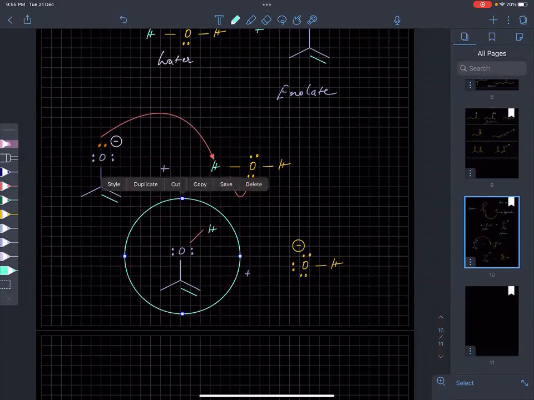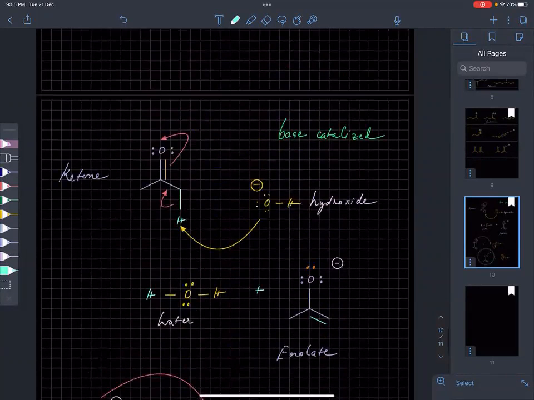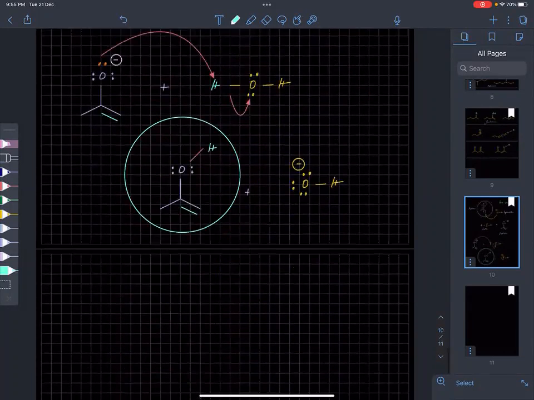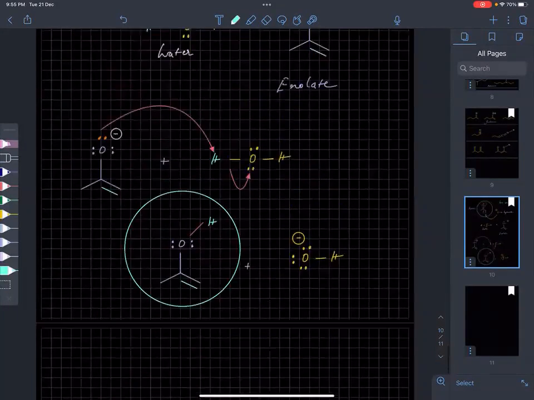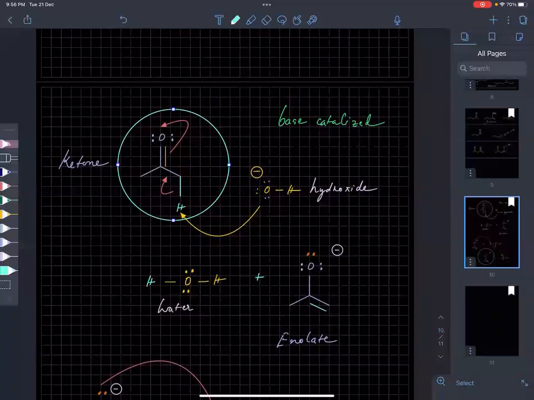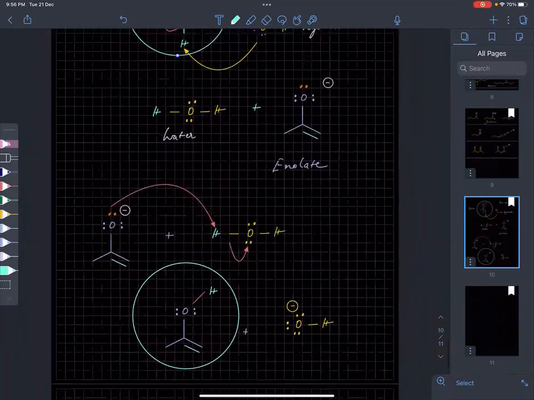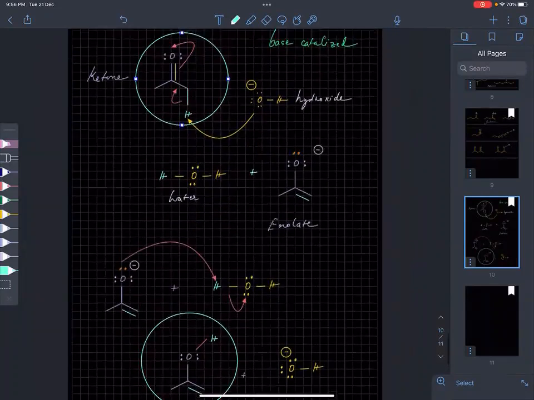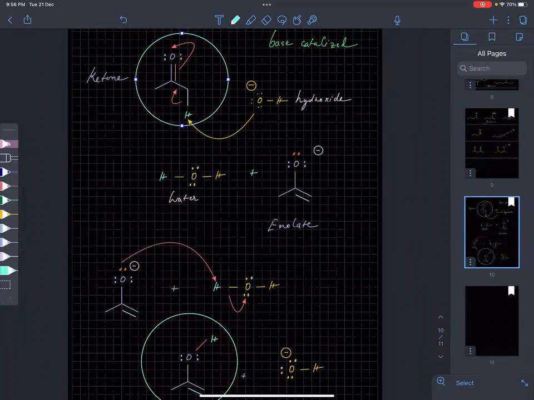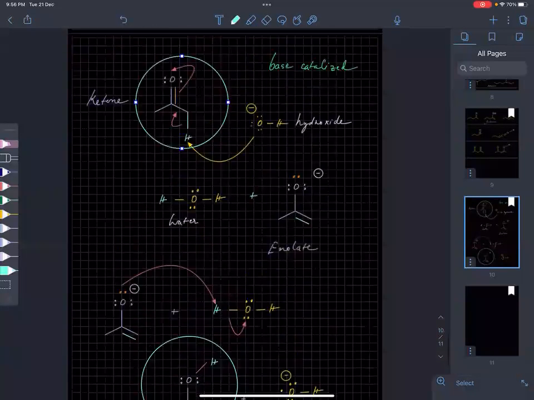So overall, what happened in this reaction? This ketone converted into enol. This is a base catalyzed reaction. There will be an acid catalyzed reaction also, but I'm not going into that now. Once we start resonance and all those things, these reaction mechanisms will be easy for you. That's why I'm not going into that.